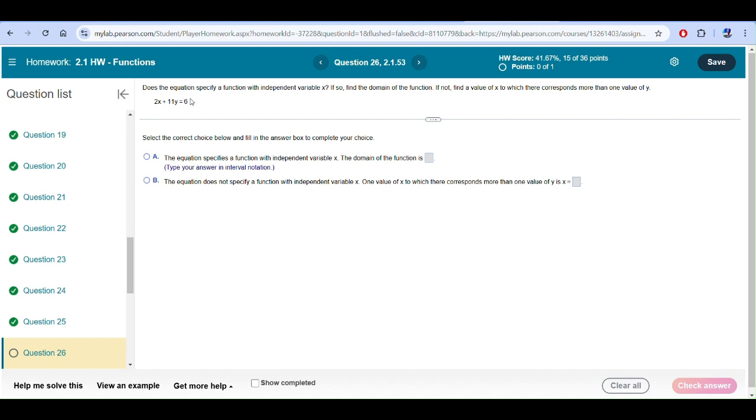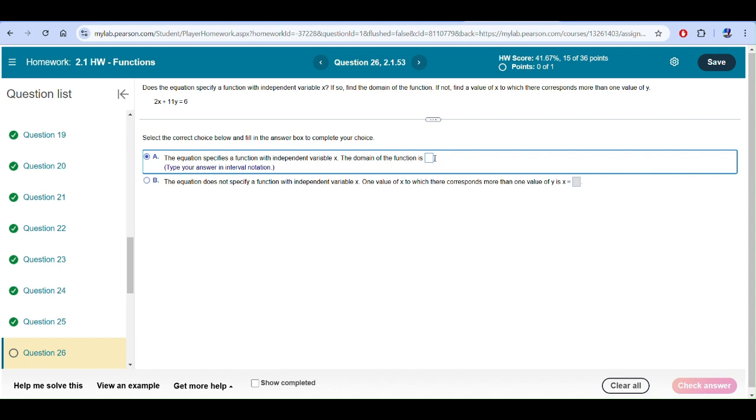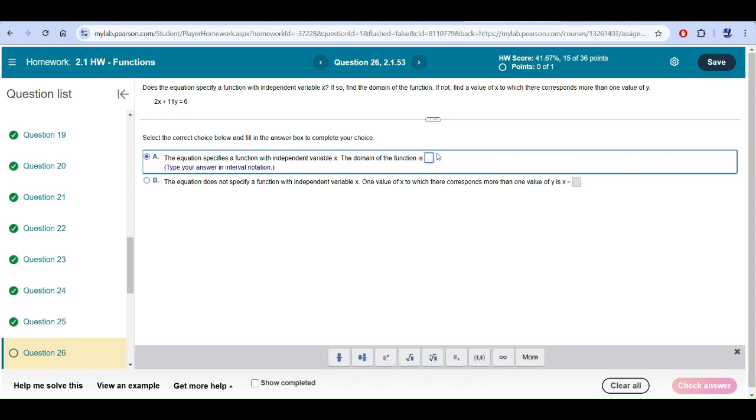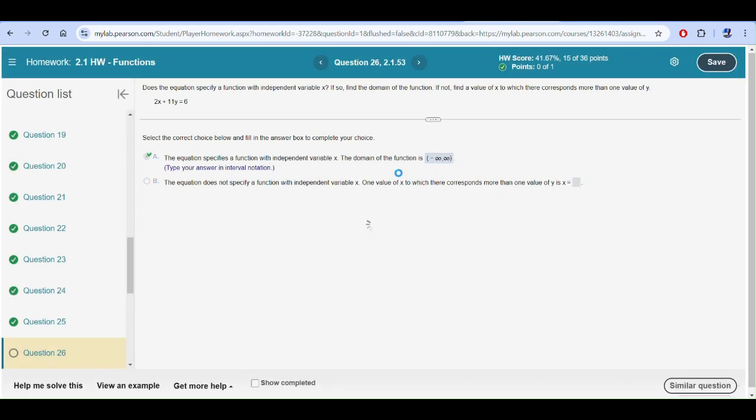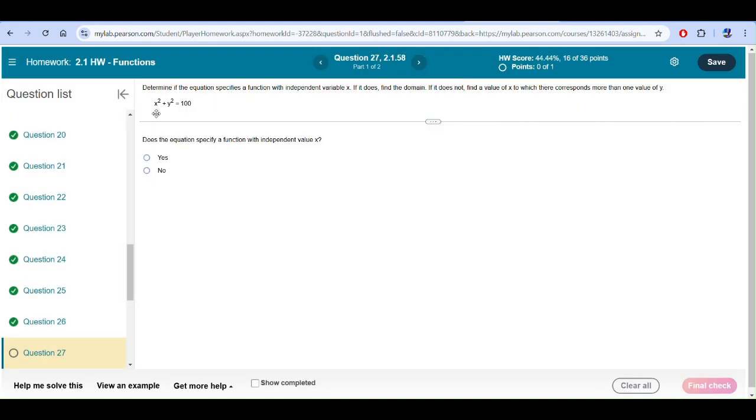Does the equation specify a function with an independent variable? So this is the general form Ax plus By is equal to C. So the equation specifies a function, and the domain of this function in interval notation is all real numbers, from negative infinity, comma, infinity. Oh, shoot, what did I just do? Where's my infinity? That's how you write all real numbers, from negative infinity to positive infinity. Determine, so this is a circle. No, so it's not a function.